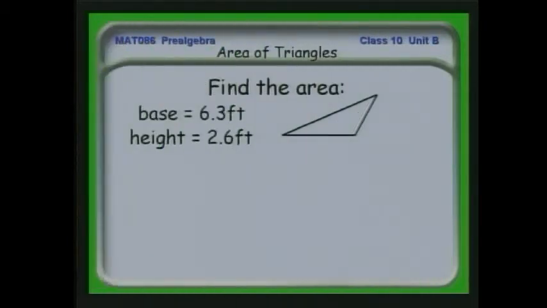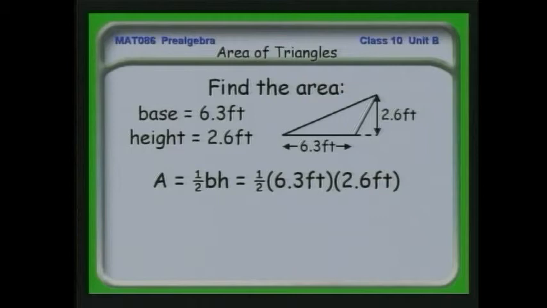Let's do another one. Let's find this area. The triangle looks a little funny, but it works the same way. Area is 1/2 the base times the height. There's the base, the same as it was before, but now for the height, you have to extend the base of the triangle a little bit and measure from that top corner down to the ground, 2.6 feet. Again, we just now do the multiplication. 6.3 times 2.6 is 16.38 square feet.